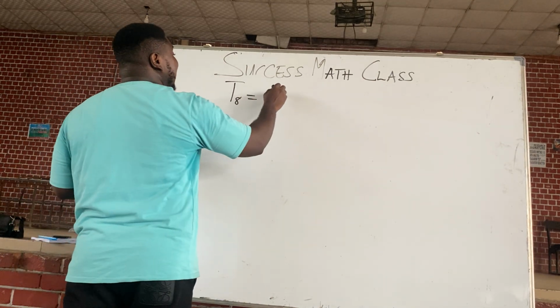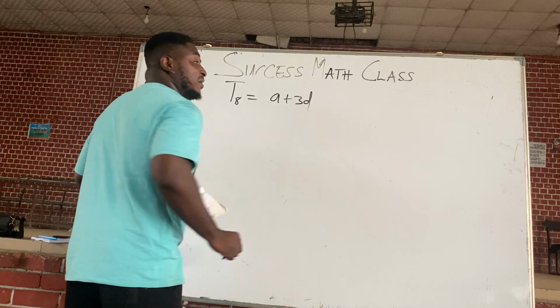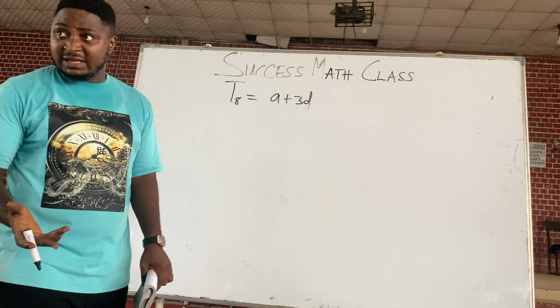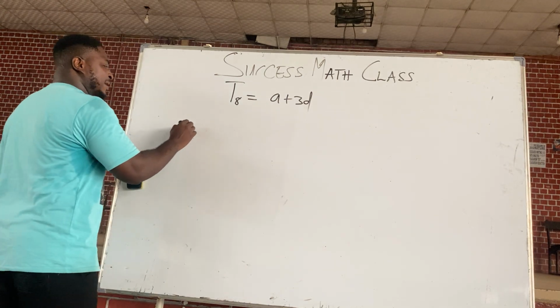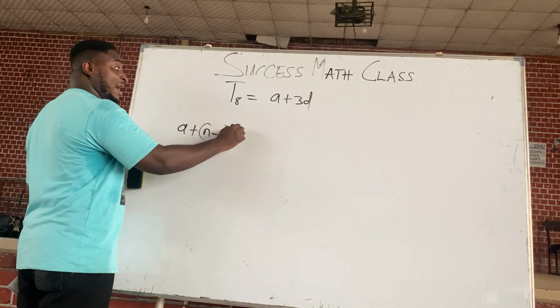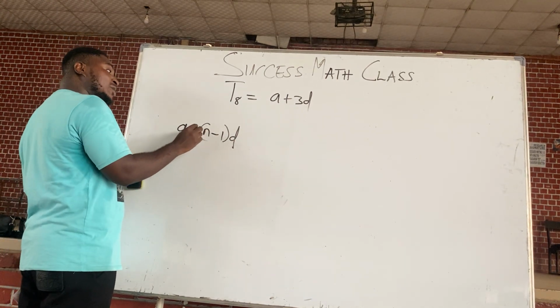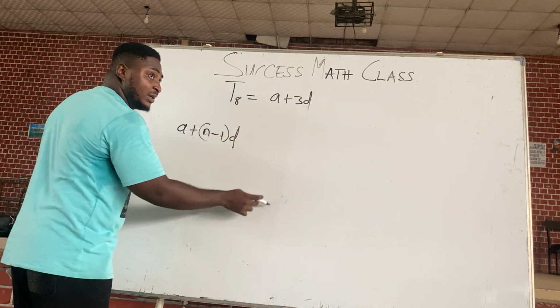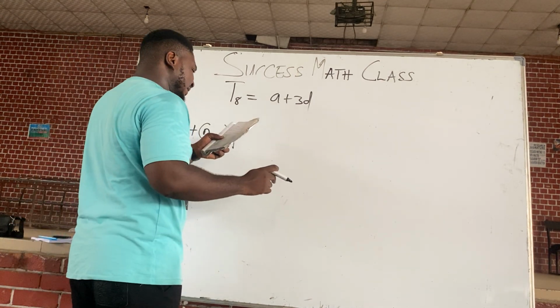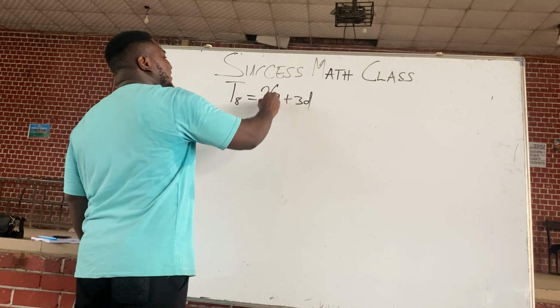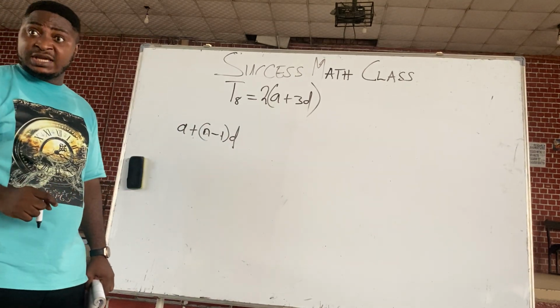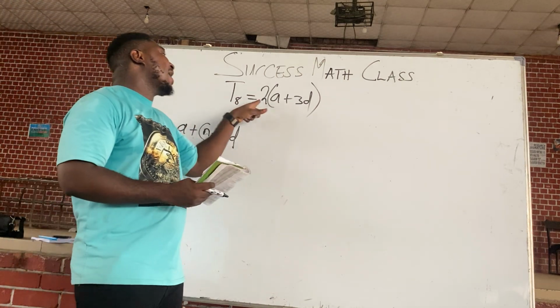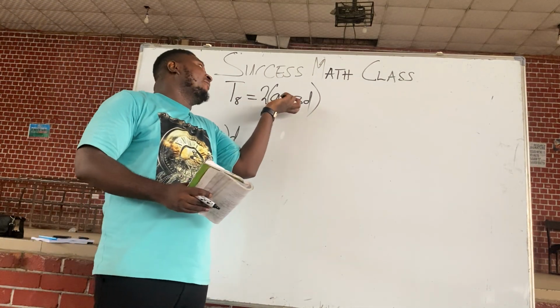Who is the 4th term, class? A plus 3D, right? Using A plus (n minus 1)D, the 4th term is A plus 4 minus 1 D, which is A plus 3D. The 8th term is twice the 4th term, and the 4th term is A plus 3D.